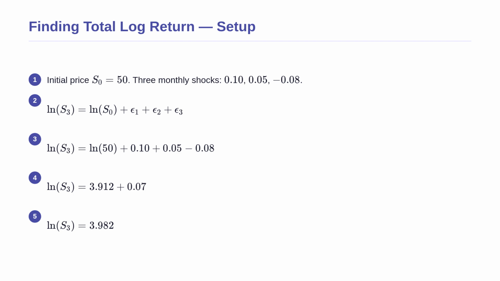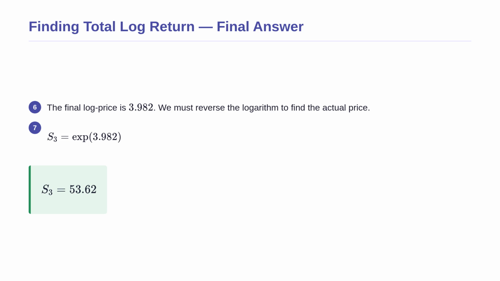The natural log of 50 is approximately 3.912. Adding our shocks gives a net change of 0.07. Adding these together, our final log price is 3.982. We have found our intermediate result, but a log price of 3.982 is not a spendable dollar amount that we can easily understand. To find the actual value of the stock, we must reverse the logarithm process.